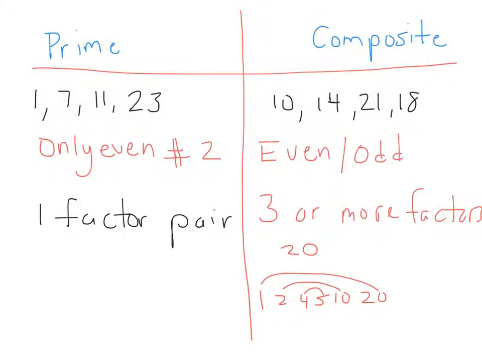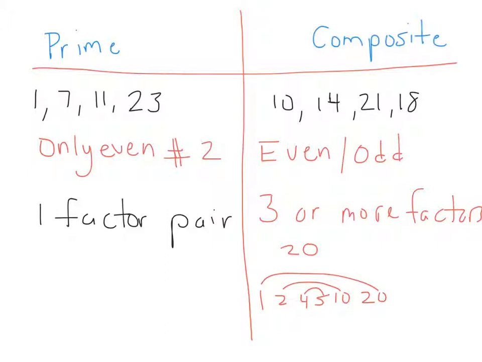It's always important to make the factor rainbow first and then evaluate, is this number prime or is it composite? Does it have one factor pair or does it have 3 or more factors? And looking at this information here, you'll be able to easily discern whether a number is prime or composite.